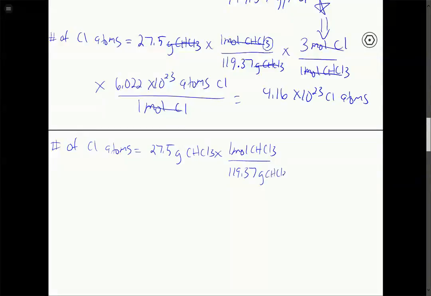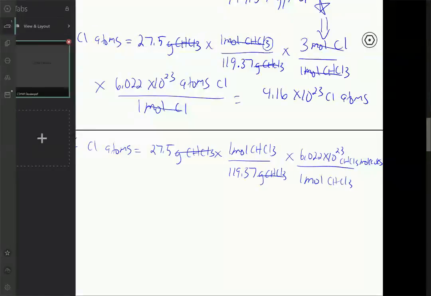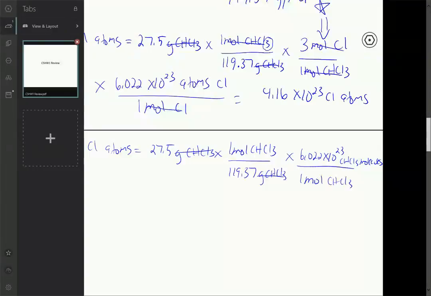Now from here, what we could do is we could use Avogadro's number at this stage and say that there are 6.022 times 10 to the 23rd CHCl3 molecules per 1 mole of CHCl3. So remember that this Avogadro's number tells us the number of constituent particles, or the number of things that make up that mole of sample. So if we have CHCl3, which is a molecular compound, we can use Avogadro's number to say that there are 6.022 times 10 to the 23rd molecules of CHCl3 per 1 mole.